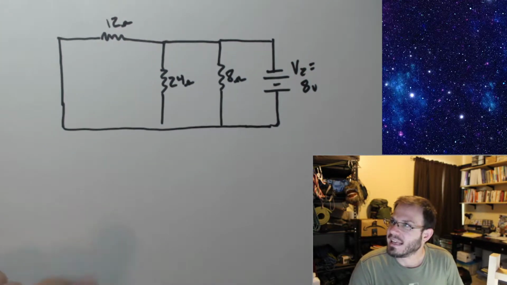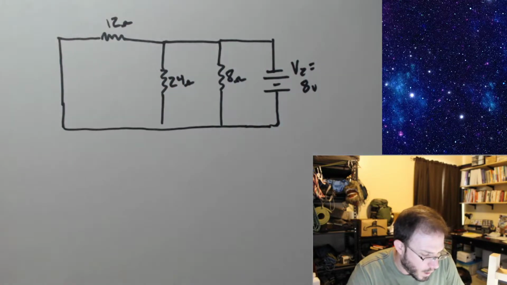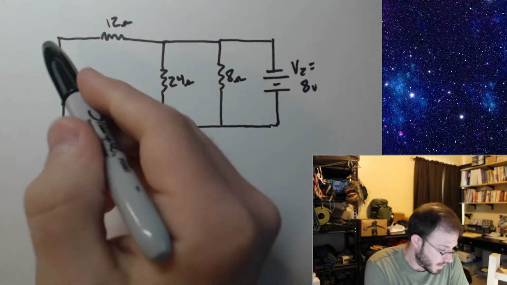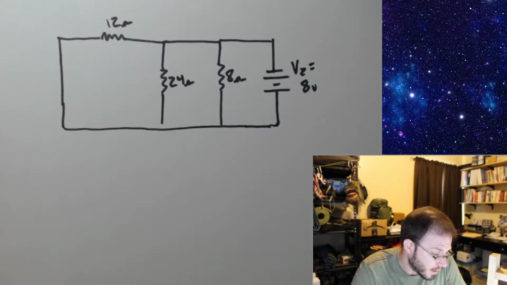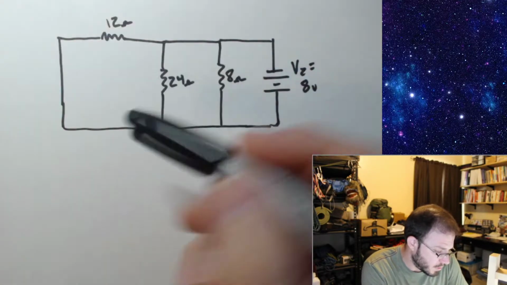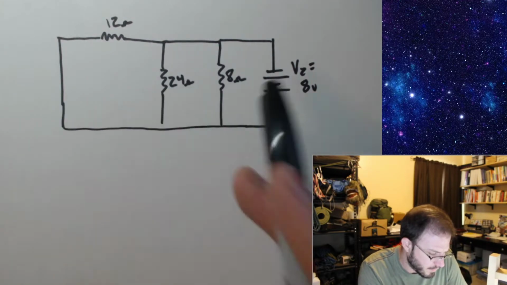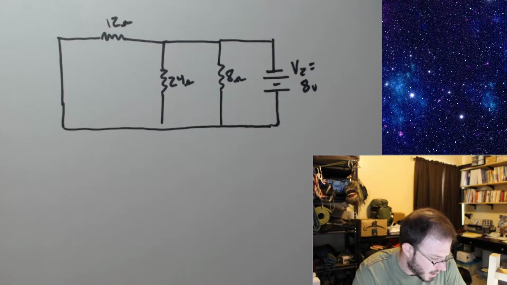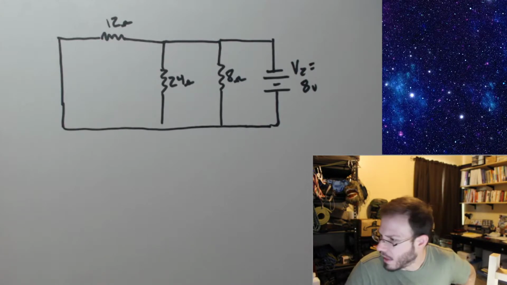Okay, did anything here change as a result of us shorting out V1? No. This short is in series with the 12 ohms. That's not going to remove anything. This short is also not in parallel with anything else. It's not in parallel with the 24 or the 8 ohms. So we just have a circuit that we need to solve. So let's go ahead and let's solve that.